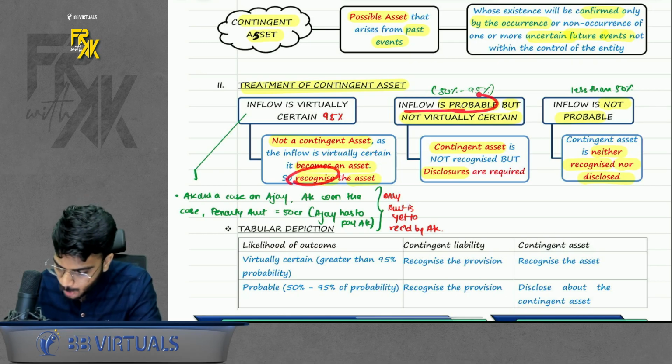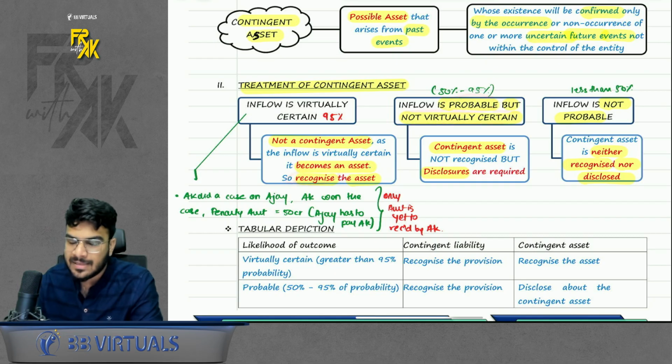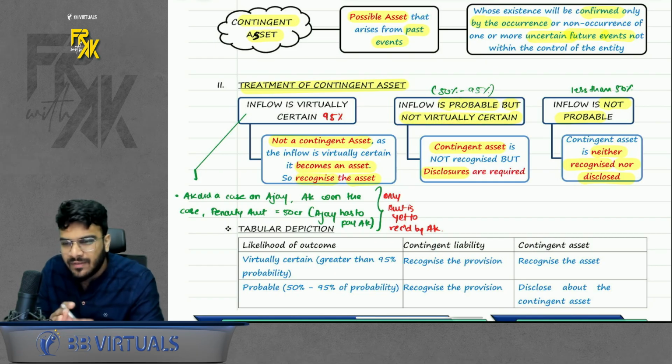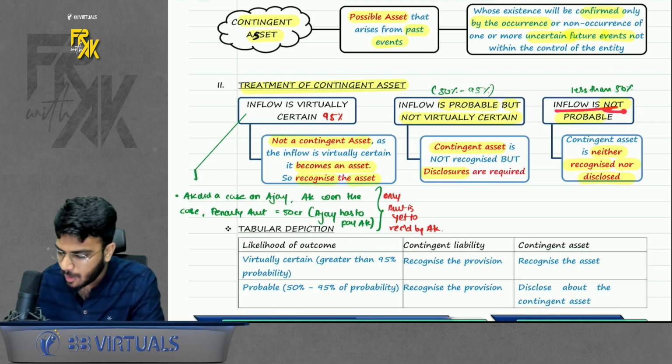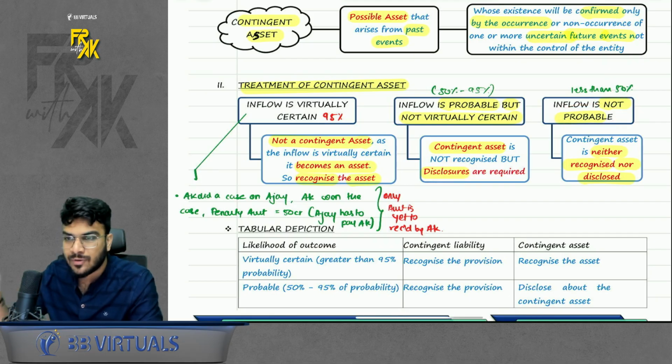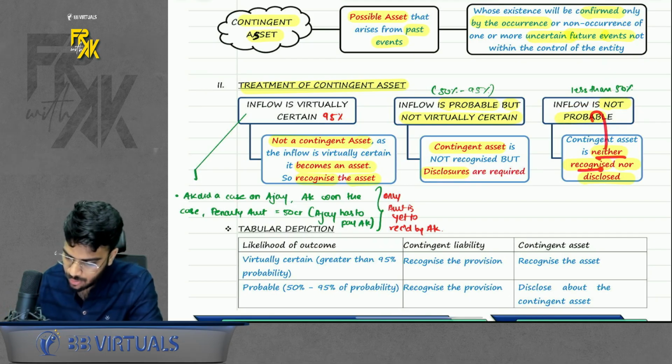If the inflow is probable but not virtually certain, that means chances are of 50 to 95%, you will disclose the contingent asset. But if the inflow is not probable, less than 50% chance of receiving the inflow, neither record nor disclose.